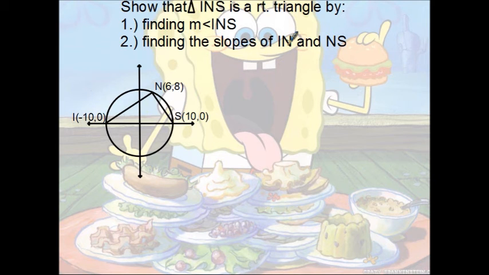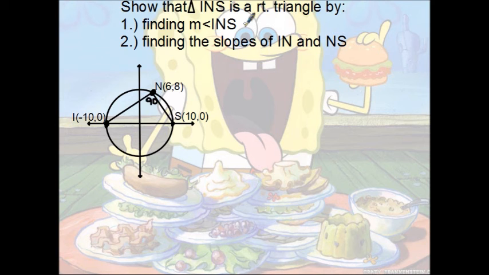Now, the measure of angle INS. Angle INS is actually an inscribed angle. It's an angle whose vertex lies on the circle. Its endpoints lie on the diameter, which means that its arc is going to be 180 degrees. Therefore, my angle is going to be 90, 1/2 of my arc.